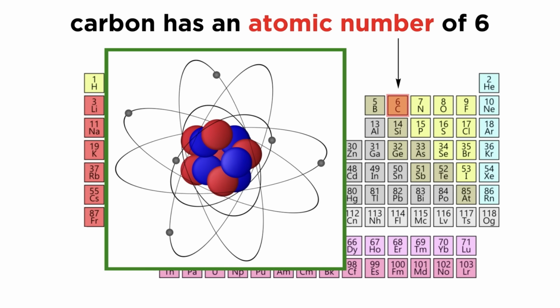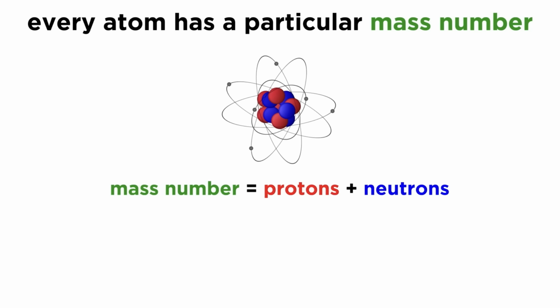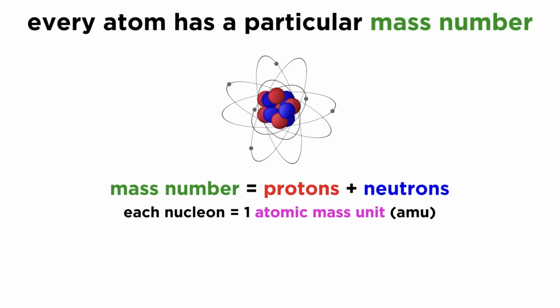So carbon has an atomic number of 6 because the atomic number of an atom is equal to the number of protons in its nucleus. Every element has its own unique atomic number and therefore characteristic number of protons. The mass number of an atom is equal to the sum of the numbers of protons and neutrons, since each nucleon has a mass of approximately 1 atomic mass unit.